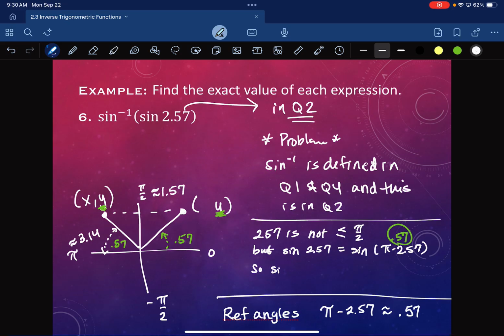So the inverse sine of the sine of 2.57 is actually pi minus 2.57, or approximately 0.57 that we saw. This is the exact value of this trig function. 0.57 would be an approximation if you were asked to approximate.